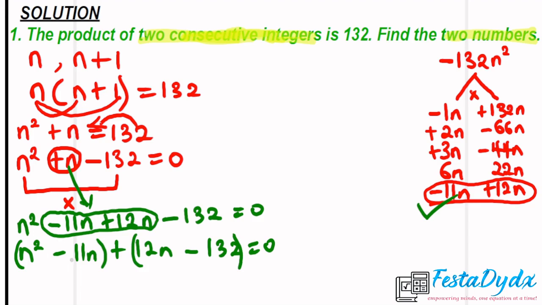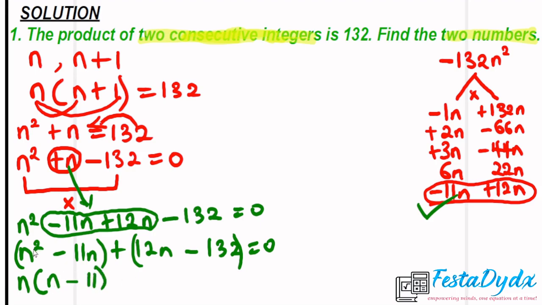So for n squared minus 11n, what is common? I'm going to factorize, that is, factor out what is common. For n squared minus 11n, we have n common to both values. In n squared, n is common. In 11n, n is common. So I'm going to bring out n from this. So n into brackets, then we'll have n minus 11.